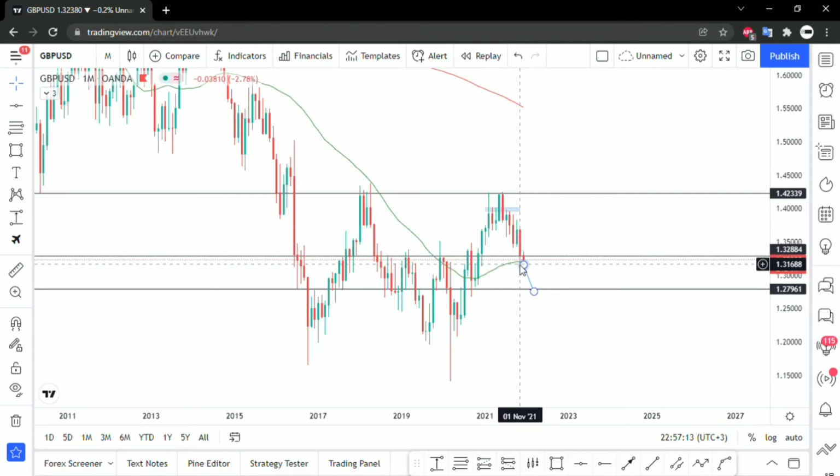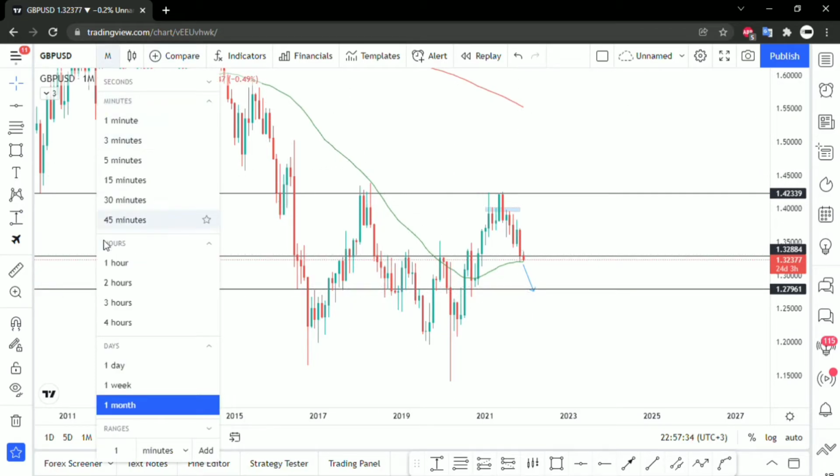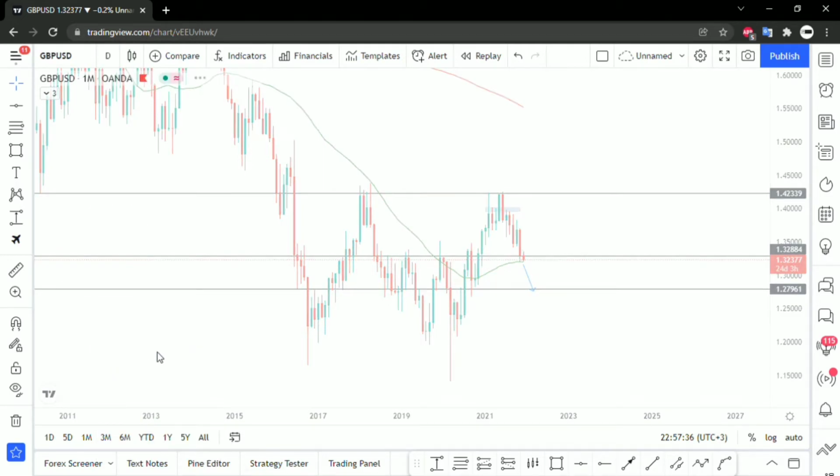In case the currency pair doesn't react around this area and goes back, we are probably expecting it to move below this 50 moving average and into the price area around 1.28. So let's just drop into the daily.